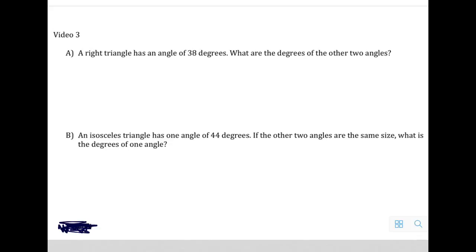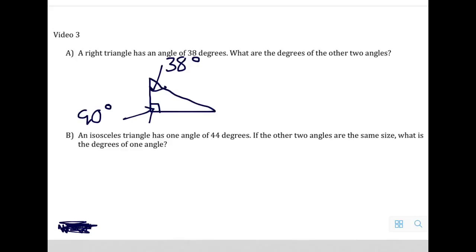A right triangle has an angle of 38 degrees. What are the degrees of the other two angles? So, if it's a right triangle, something we talked about in the Frayer model is one of those angles needs to be 90 degrees. So if one of them is 90 degrees, and the other one is 38, I should be able to know that in all triangles, all the angles add up to 180 degrees.